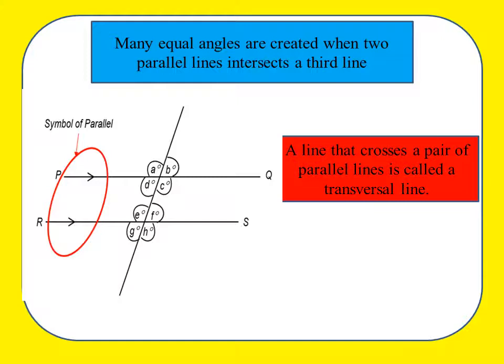The arrows drawn on the diagram show that lines PQ and RS are parallel. XY is a straight line. See the circled red one. This is the symbol of parallel.